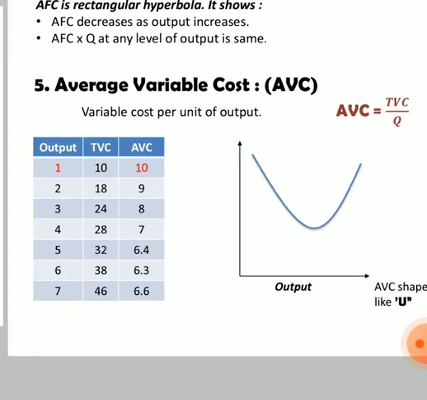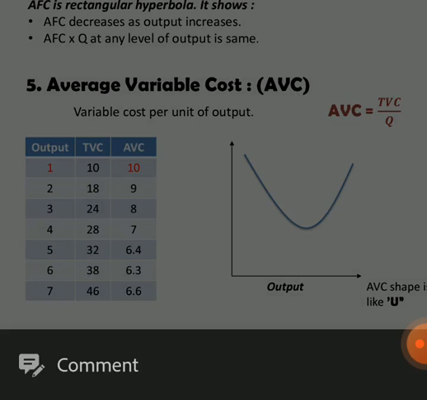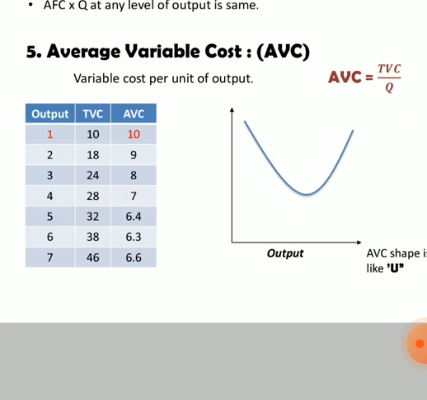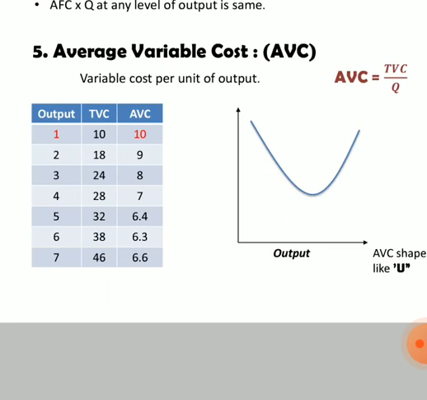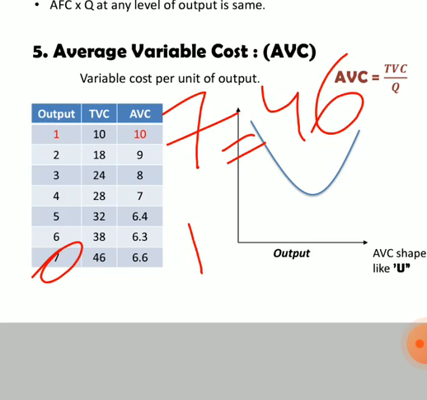In the same way, we have average variable cost. It is the same thing: the amount spent on variable cost for producing one unit. Here we have produced 7 units, and for producing 7 units we spend 46 rupees. So for producing 1 unit, how much money will we spend? We will spend 6.6 rupees. It is the same thing, but here we are saying variable cost.